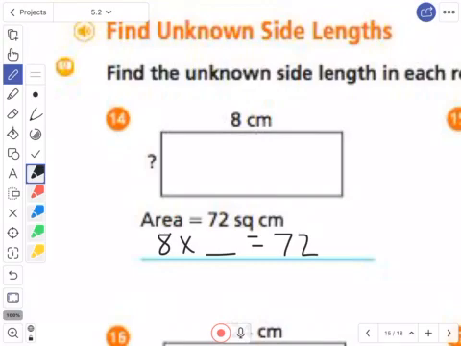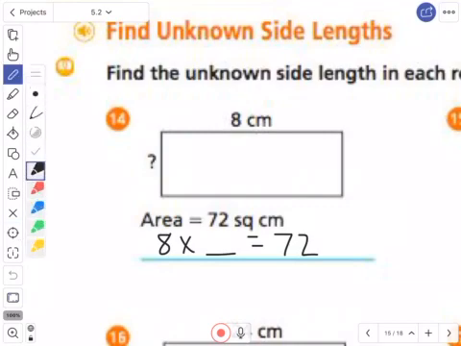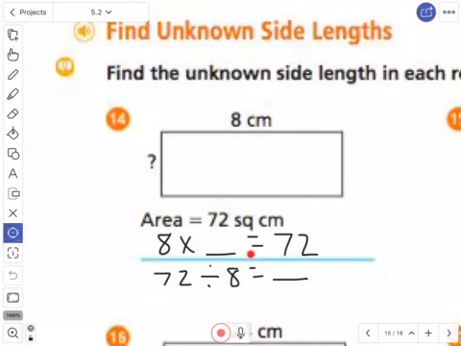Now, thinking back about our multiplication and division, if I know 8 times something equals 72, well, I can change that into a division problem also. I could do 72 divided by 8 equals something. Or for some of you, you might like it better that way. Well, I just have to figure out what that unknown side is, so I just have to use my multiplication and division facts for this. So 8 times something equals 72, oh, I know what that is, 9.